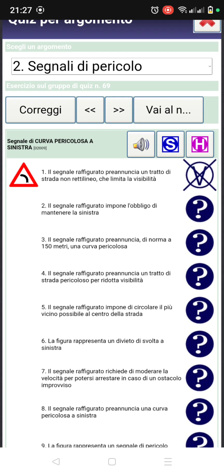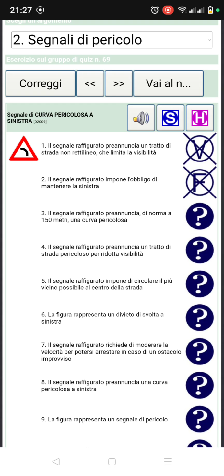Number 2, il segnale raffigurato impone l'obbligo di mantenere la sinistra. So this question says this sign figure obliges us to maintain to the left. No, it's false. This one is just a dangerous curve to the left. It does not oblige us to do anything like this. No, it's false.